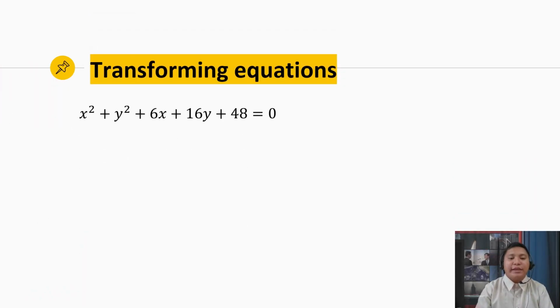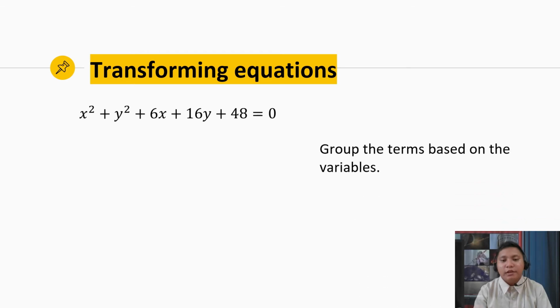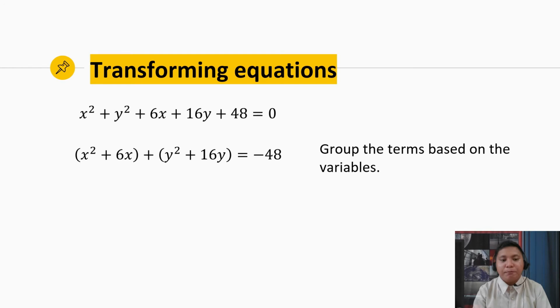From general equation to standard form. Given x squared plus y squared plus 6x plus 16y plus 48 is equal to 0. This is a step-by-step process. We will group the terms based on the variables. So we now have x squared plus 6x plus y squared plus 16y is equal to negative 48. Take note that we have grouped our x's and our y's.